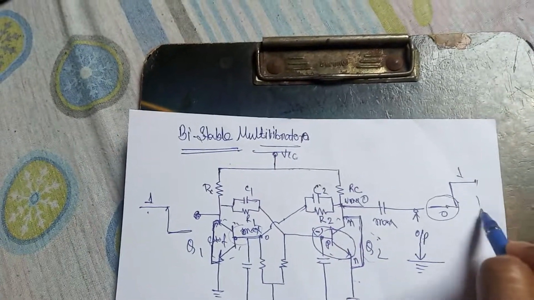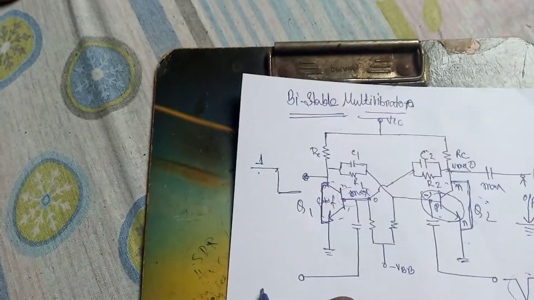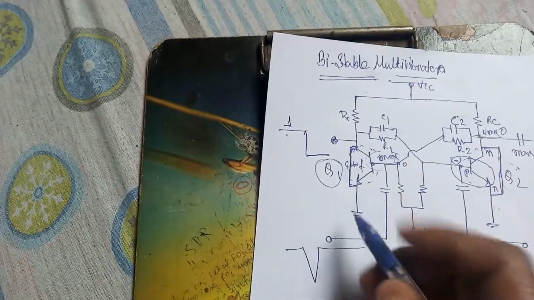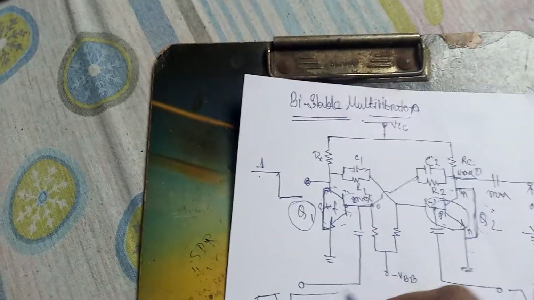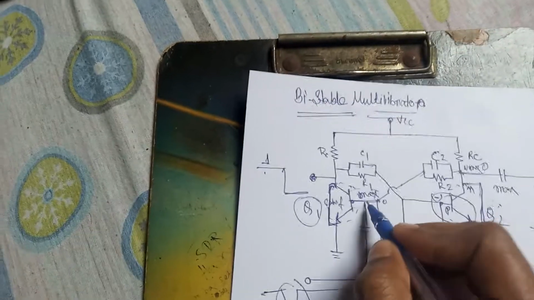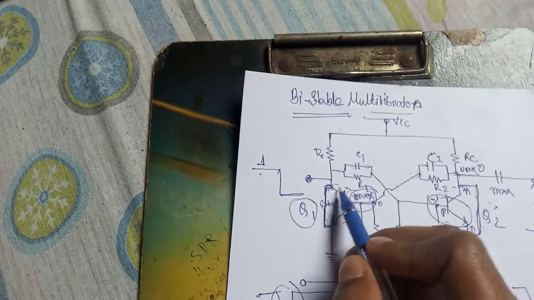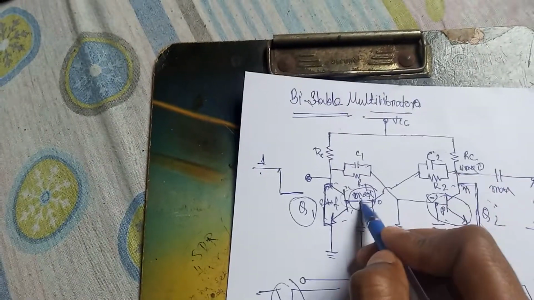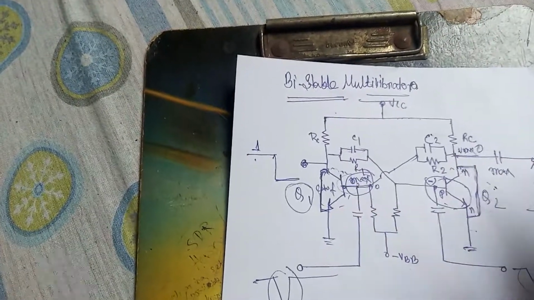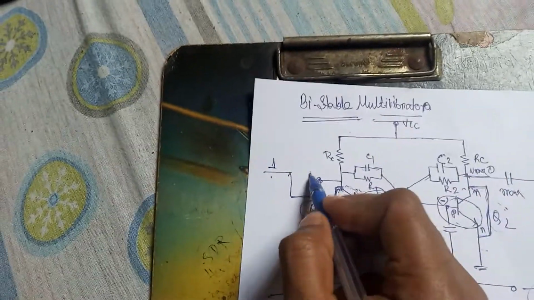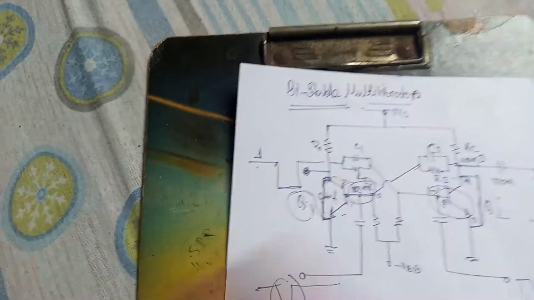Now if we want to change this state from 1 back to 0, we apply a negative voltage across the base of transistor Q1. If we apply the negative voltage here, it will be negative. Negative voltage means transistor Q1 will be in reverse bias condition, so it will be in the cutoff region. Then the output voltage will be maximum at the collector of transistor Q1.